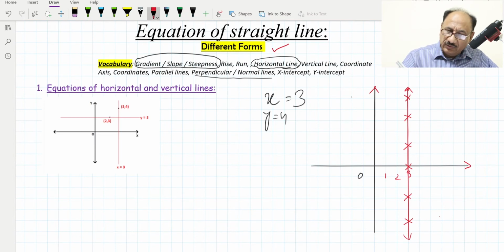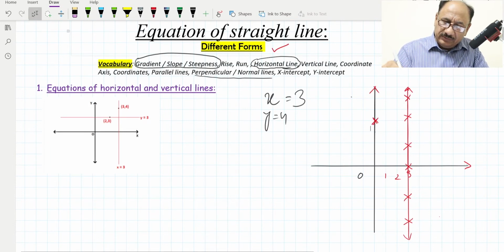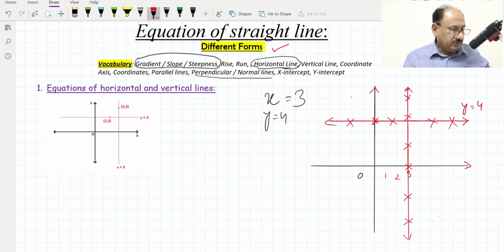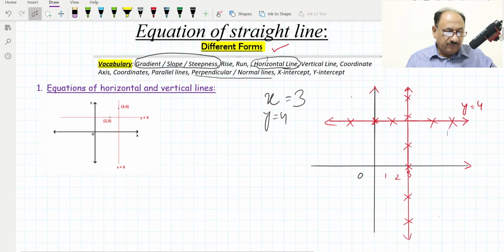So we will identify where 4 is. So 1, 2, 3, and this will be the 4, and we can draw a line like this one. This will be the y is equal to 4 line, and on each and every point on this line the value of y will be 4, and this is a horizontal line parallel to the x-axis. So we have gone through the equations of horizontal and vertical lines. These are known as equations of lines which are horizontal and vertical.